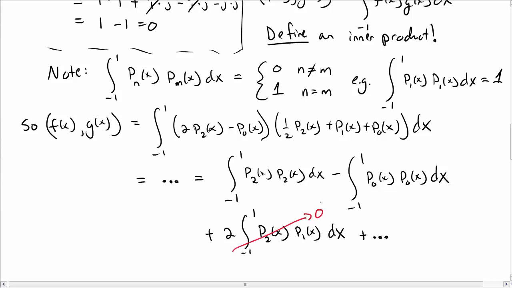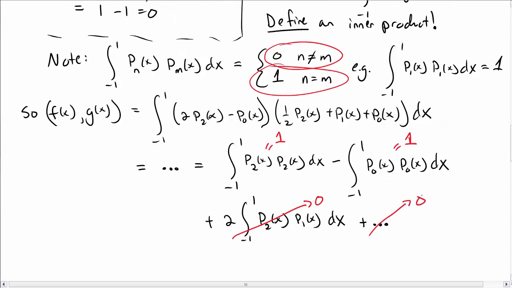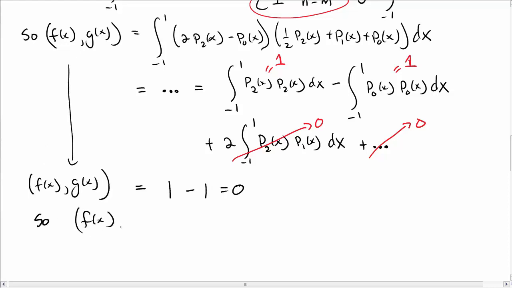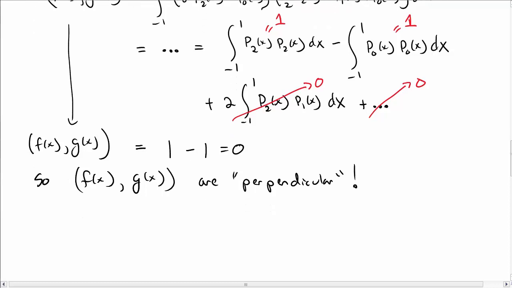The cross term here, p2 times p1, is 0 because of how Legendre polynomials work. And then the integrals for the p2s and the p0s each give me 1. All those other cross terms will actually end up giving me 0 as well. And so this inner product is 1 minus 1, or 0. So again, the inner product between f of x and g of x in this case is 0. So you might say that f of x and g of x are perpendicular, in the same sense that you would say a and b are perpendicular. Their inner product is 0.